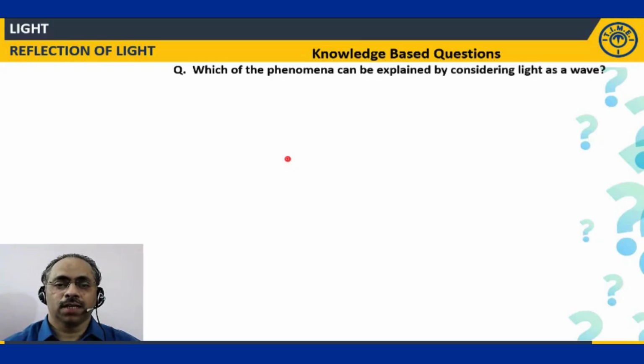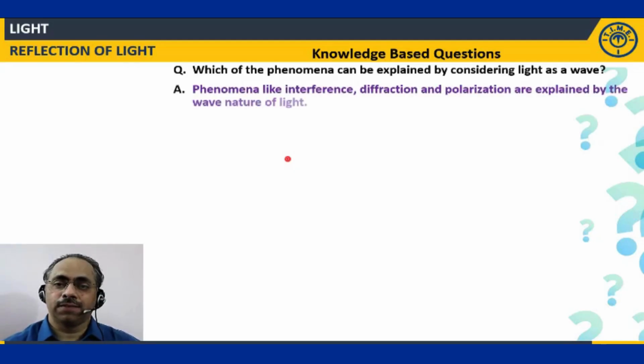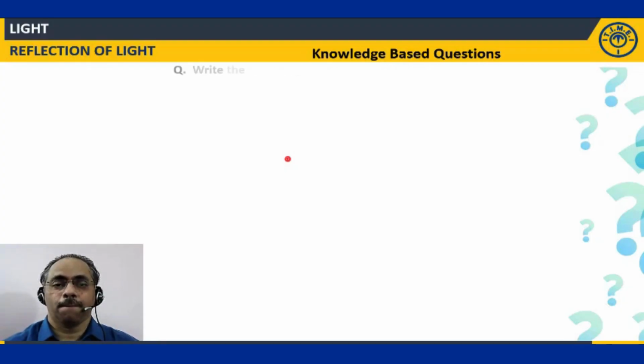Which of the phenomena can be explained by considering light as a wave? In this particular chapter, we are dealing with the reflection of light by taking the light rays. Okay. But there are certain phenomena related to light which will be explained based on the wave nature only. So let us see some of them. Okay. Interference, diffraction, polarization. These 3 phenomena can be explained only by the wave nature of light. Clear? Let us move on to the next question.